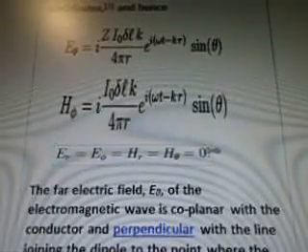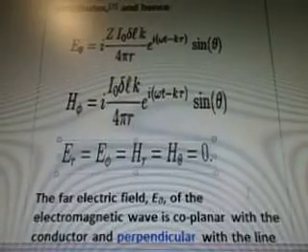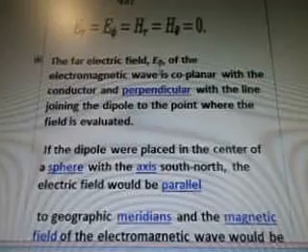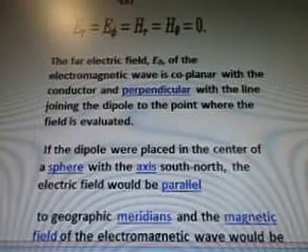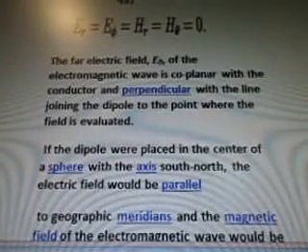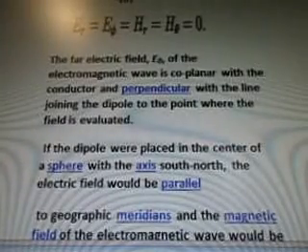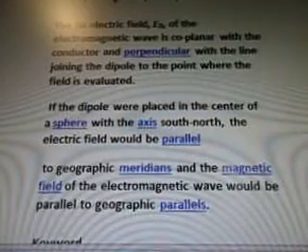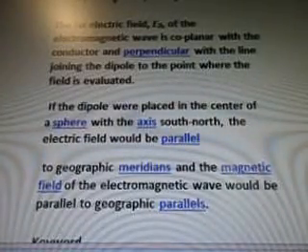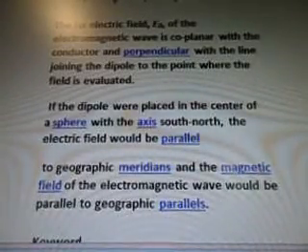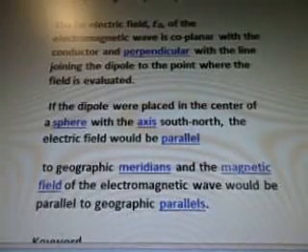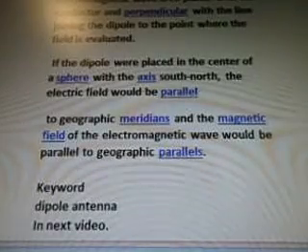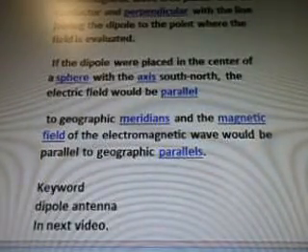This is fun doing when you're half asleep. There you go. Okay, so the far field electric E, or a little V, that's a little V, I can't tell. Need a magnifying glass to see it. Of the electromagnetic wave is coplanar with the conductor and perpendicular with the line joining the dipole to the point where the field is evaluated. If the dipole were placed in the center of a sphere with the axis south-north, the electric field would be parallel to geographic meridians, and the magnetic field of the electromagnetic wave would be parallel to geographic parallels.